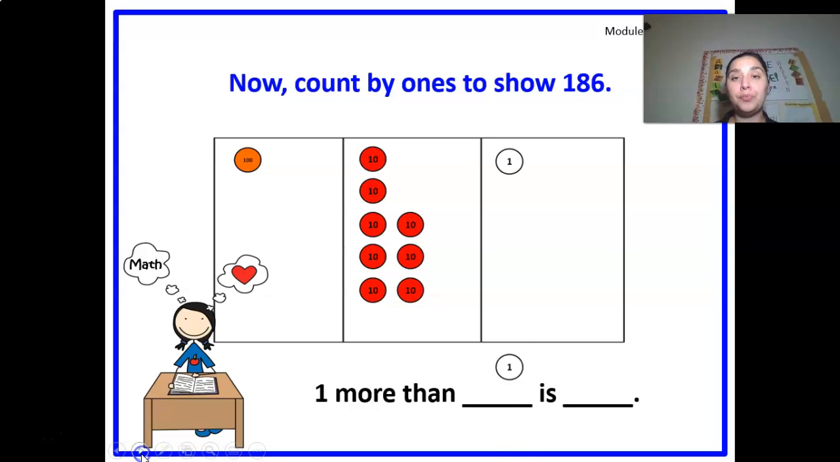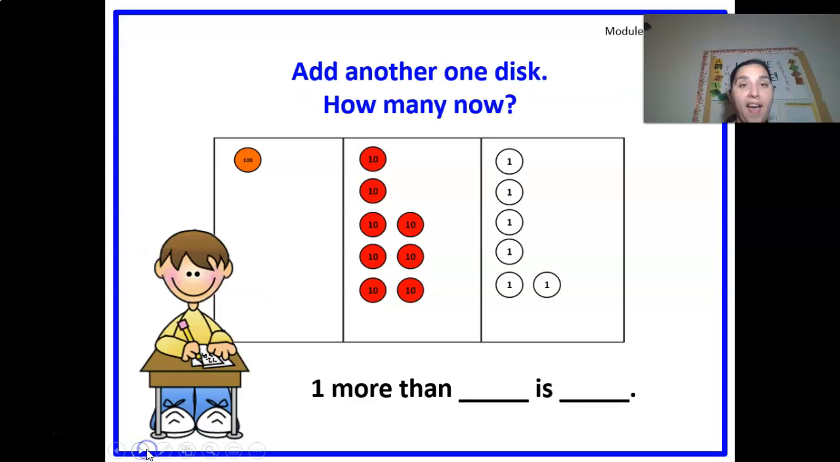181, 182, 183, 184, 185, 186. Now we're going to use the frame, boys and girls, and we're going to add another disc to 186.